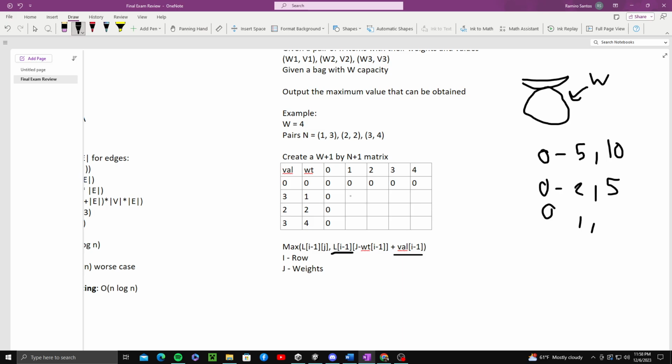I believe in this case, am I adding val of I -1? I'm not very sure if it's this one or this one. Man, I need to redo this, don't I? Let me see. Actually, I don't even know if I need this. Val minus I -1. Is it because I'm starting at 0?